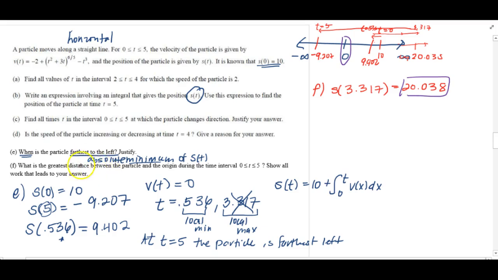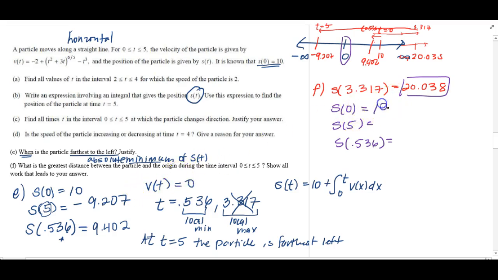Now I want you to keep in mind, they probably would not ask parts E and F together. Again, I've just added these two parts so you can see how to do all these different types of questions to do with a velocity function. So you would actually have to show that you checked all the different places where you stop, turn around, and go back and forth. So you would actually have to show s of 0, s of 5, and s of 0.536 again, but it wouldn't be again because it's not like you would have just done part E.